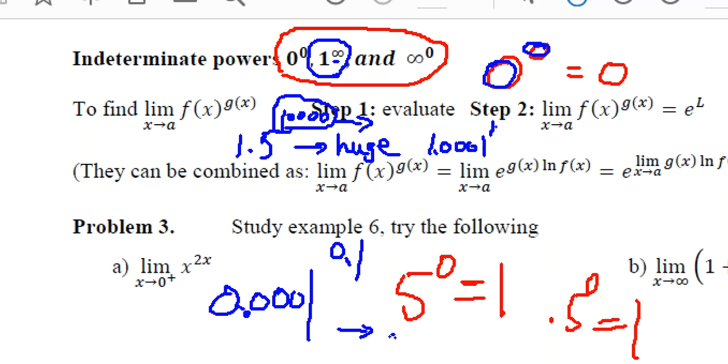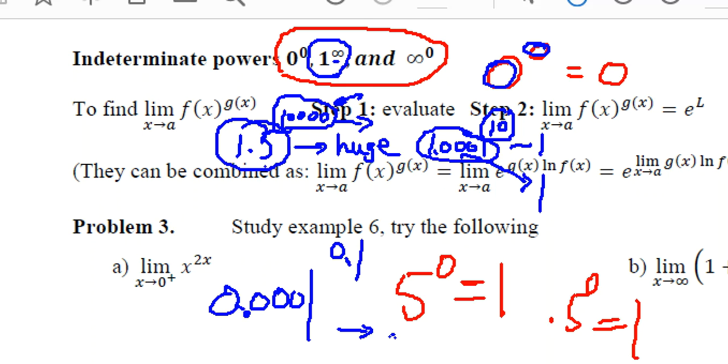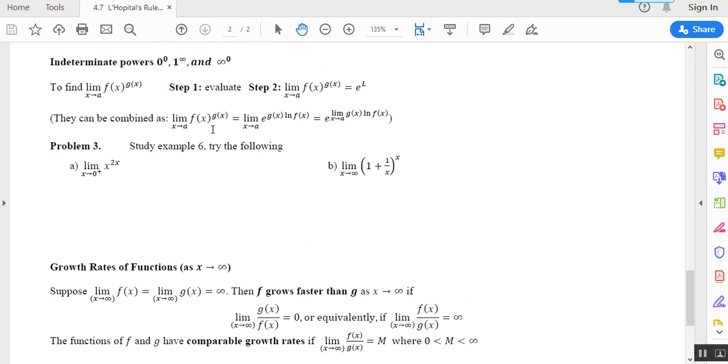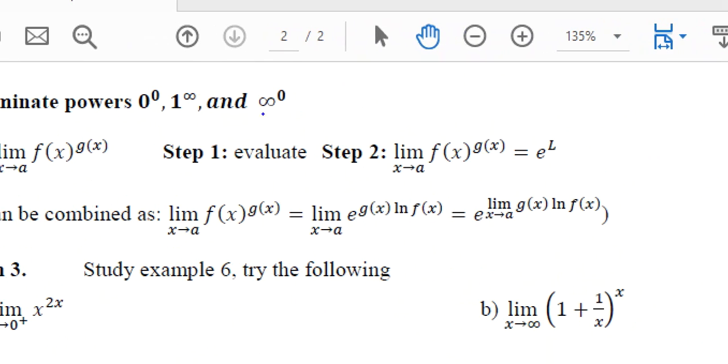Now, on the other hand, if you think about 1.0001 raised to some power, say 10, this should be very close to 1. So it really depends on which one is approaching faster. If the base is approaching 1 faster than the power approaching infinity, then this guy should be getting closer to 1. On the other hand, if the power grows much faster than the base approaching 1, then this guy actually will be huge. Really, this depends on which one grows faster. So similarly, for the very last one, infinity raised to power 0, the same argument, okay?